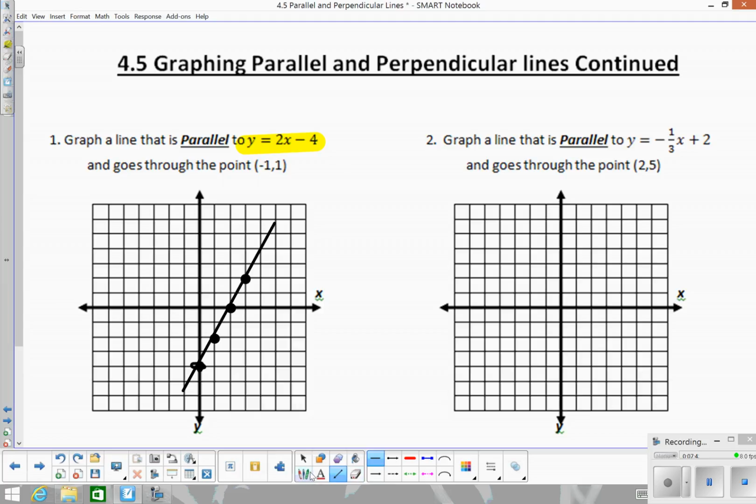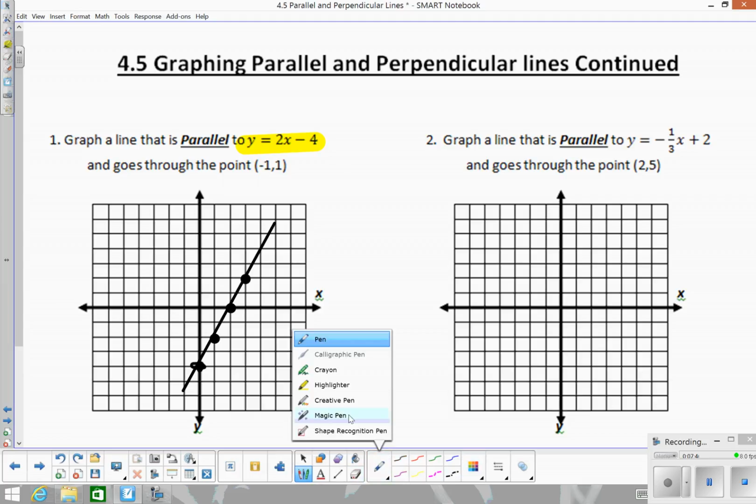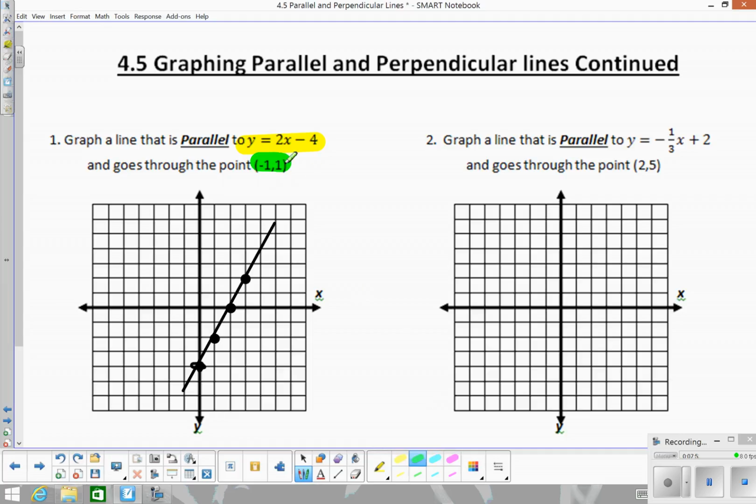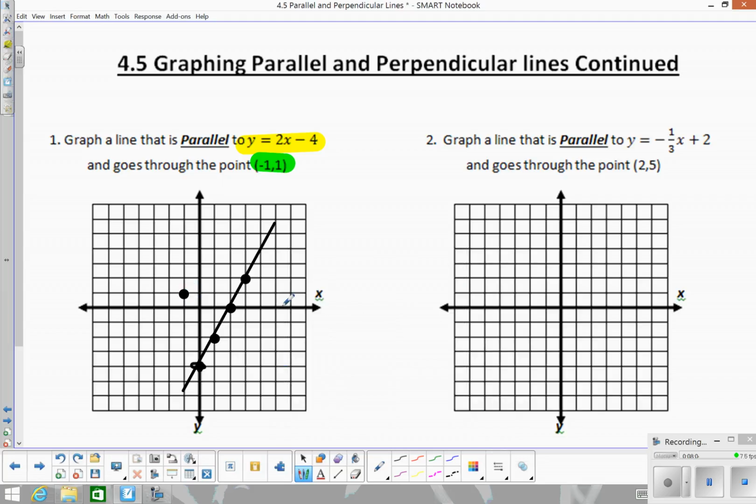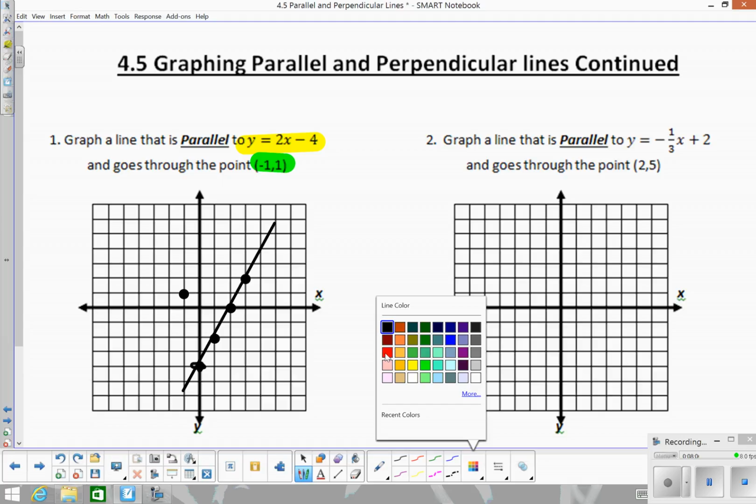Then I am going to graph my given point. My given point is negative 1, 1. So that's my given point, and I'm going to go ahead and graph that here. Awesome. So negative 1, positive 1 would be right there. I'm going to make that a different color. Let's go red.